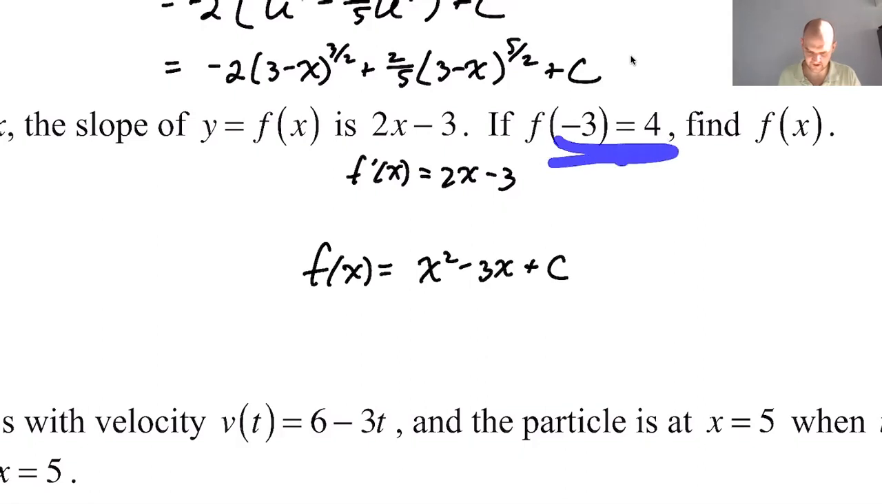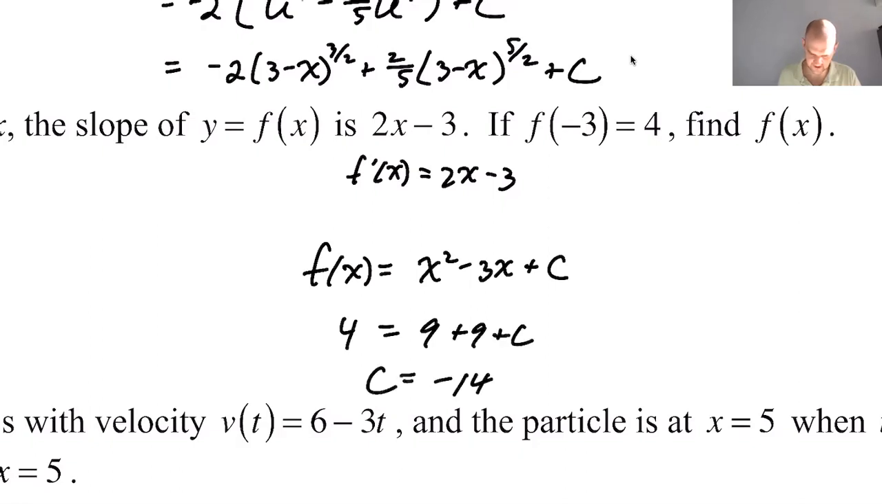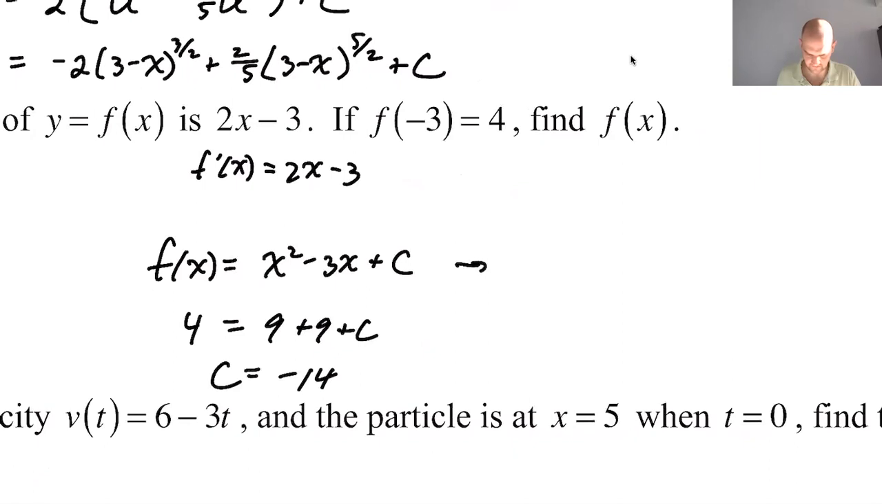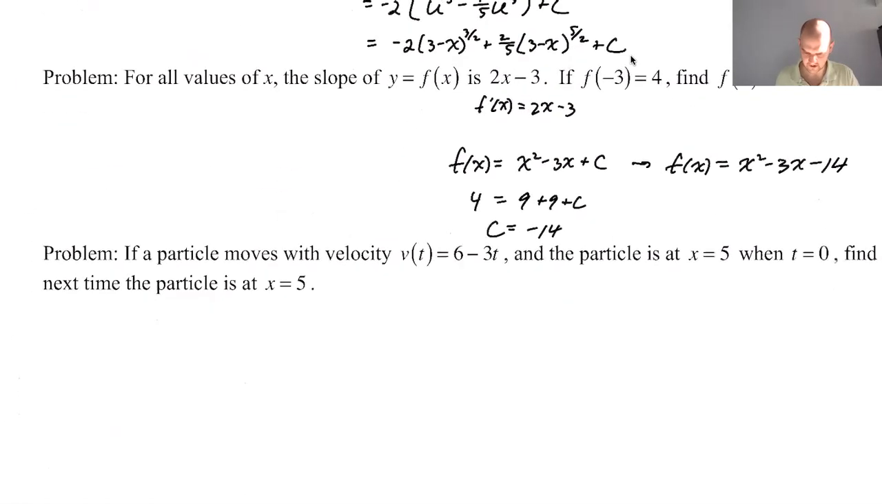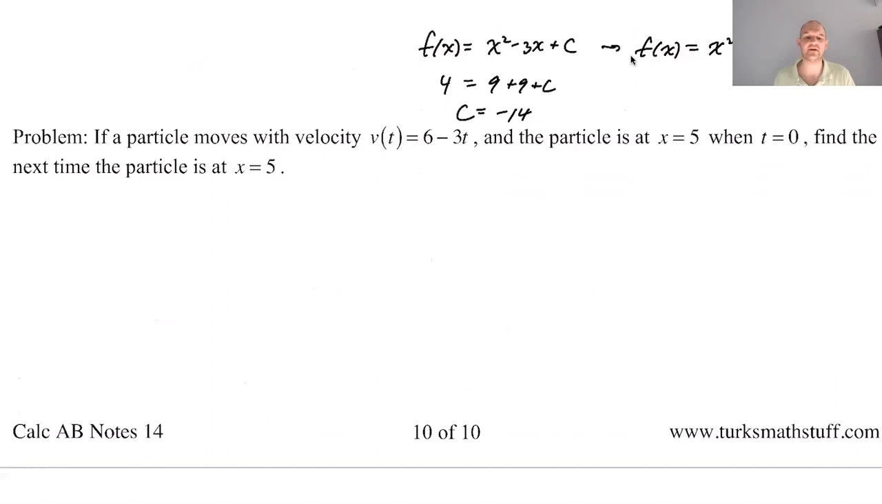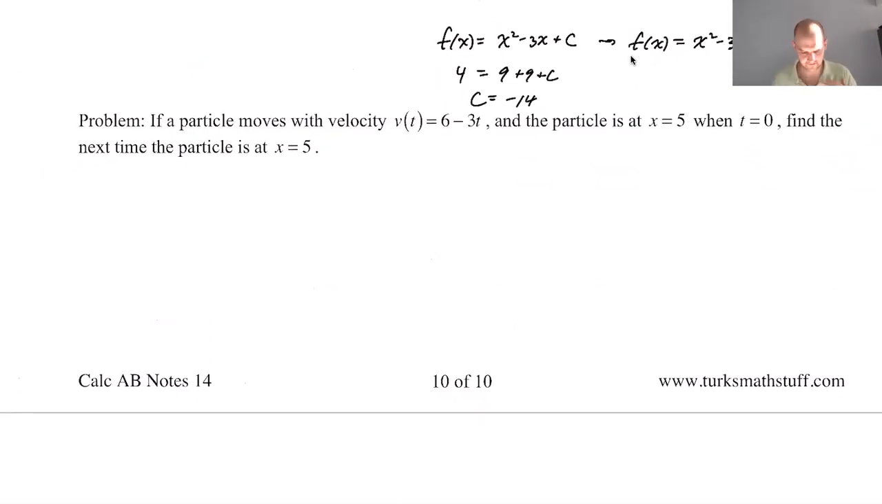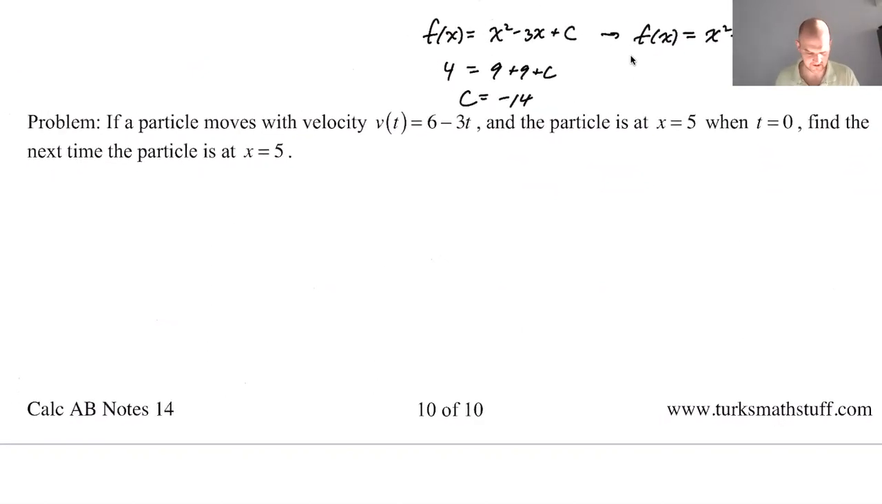We know f of negative 3 is 4. So 4 equals 9 plus 9 plus c. So c is negative 14, I think. So f of x is x squared minus 3x minus 14. Yeah, reviewing is fun because you just get random questions thrown at you and I feel like that's when you really internalize things.